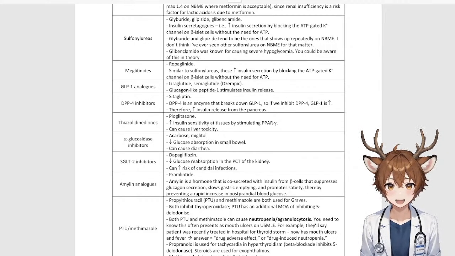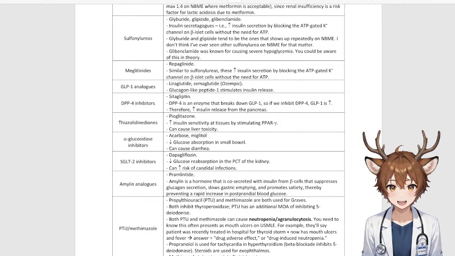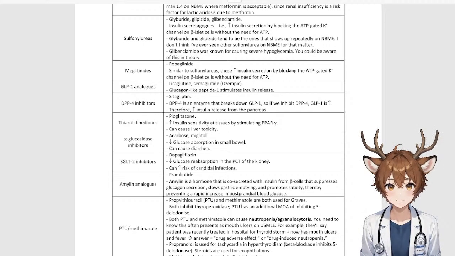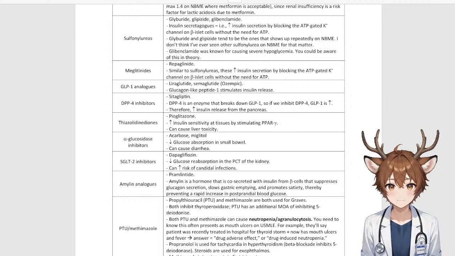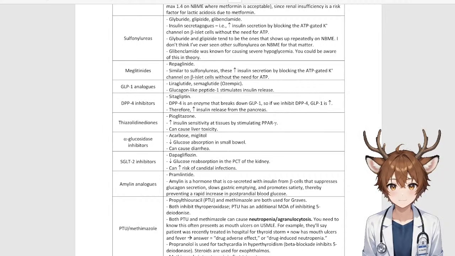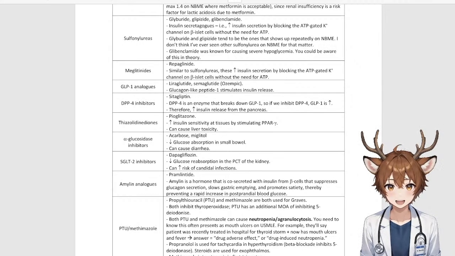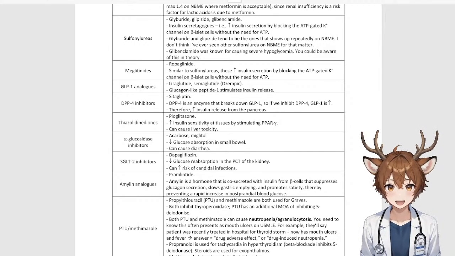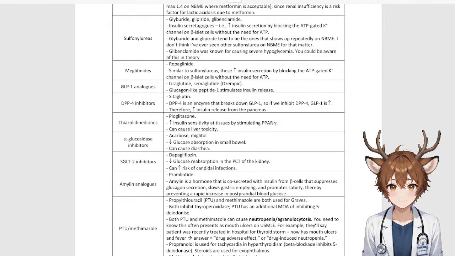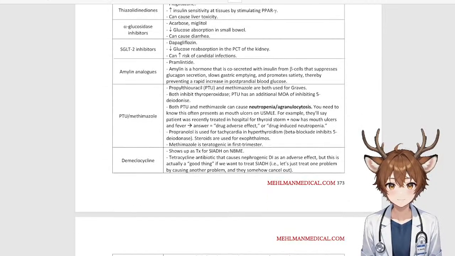Thiazolidinediones, pioglitazone, elevate insulin sensitivity at tissues by stimulating PPAR gamma and can cause liver toxicity. Alpha-glucosidase inhibitors, acarbose, miglitol, decrease glucose absorption in the small bowel and can cause diarrhea. SGLT2 inhibitors, dapagliflozin, decrease glucose reabsorption in the PCT of the kidney and can increase the risk of candidal infections. Okay, fair to know.